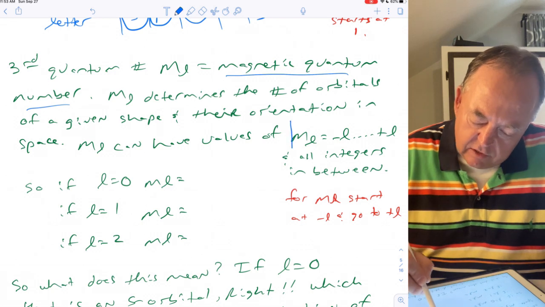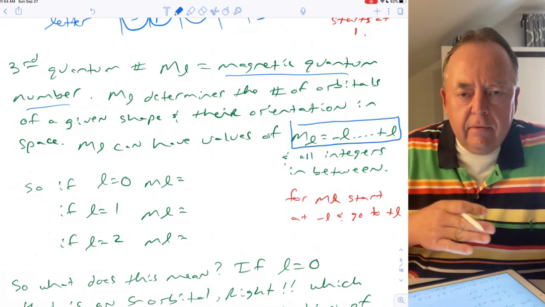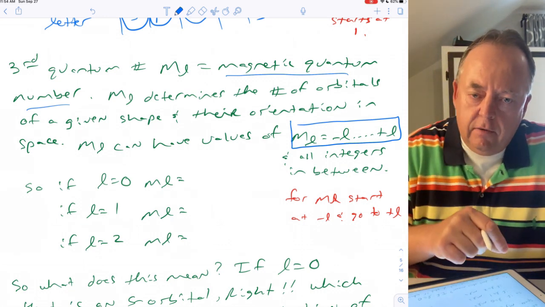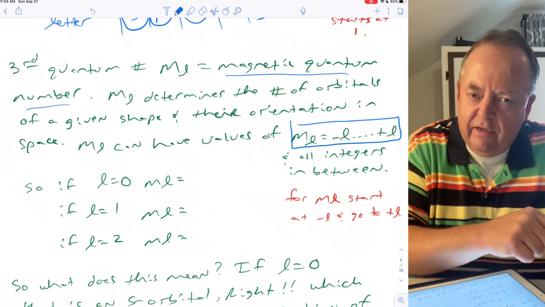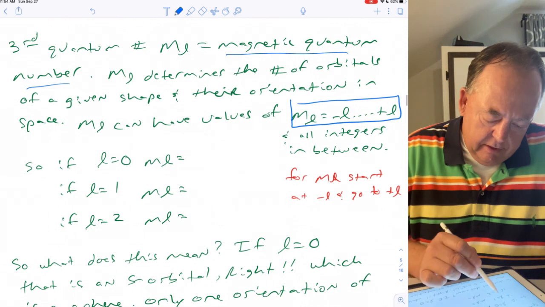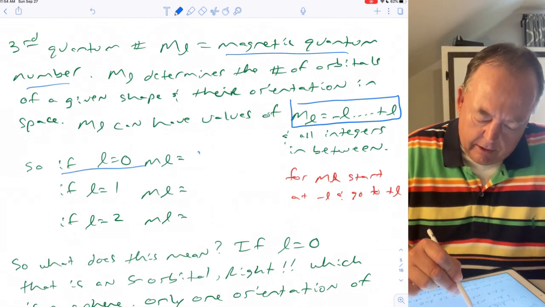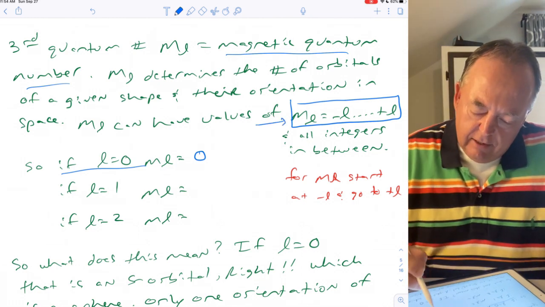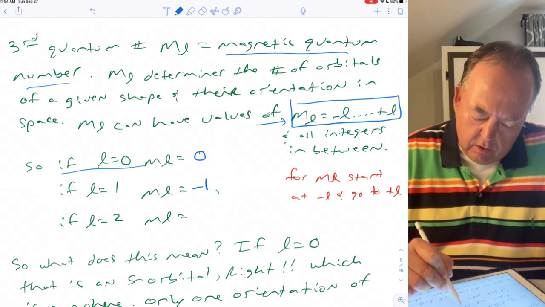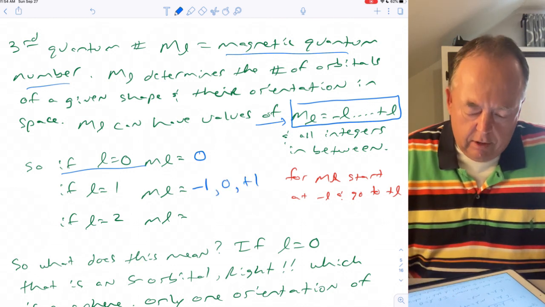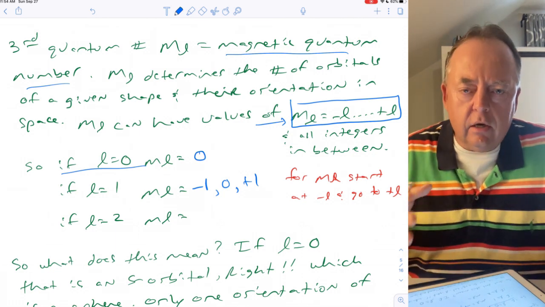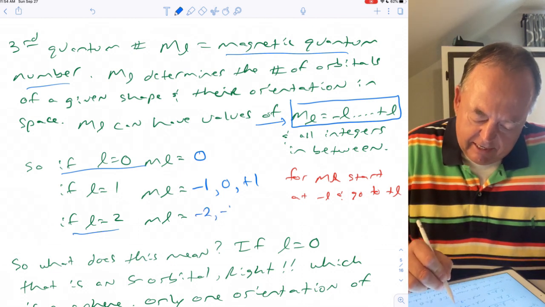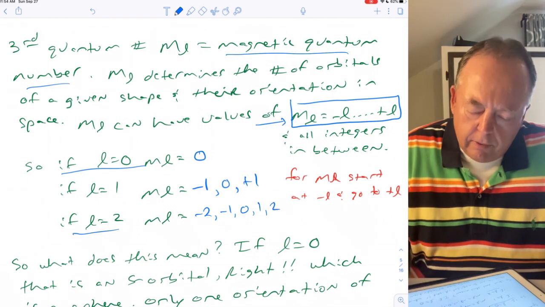The possible values of m sub L can be anywhere from negative L to positive L. So the value of m sub L depends on the value of L, right? The value of L depends on the value of n. So if L is 0, then m sub L can only be 0, right? Because it goes from negative L to positive L. If L is 1, m sub L can be negative 1, or it can be 0, or it can be positive 1, right? All the way from negative L to positive L, all of the integers in between. So if L is 2, then m sub L can be negative 2, negative 1, 0, 1, or positive 2.